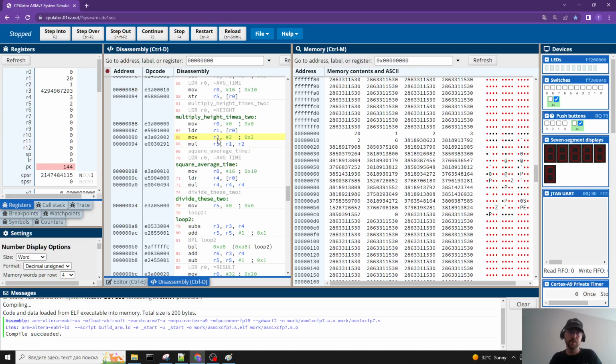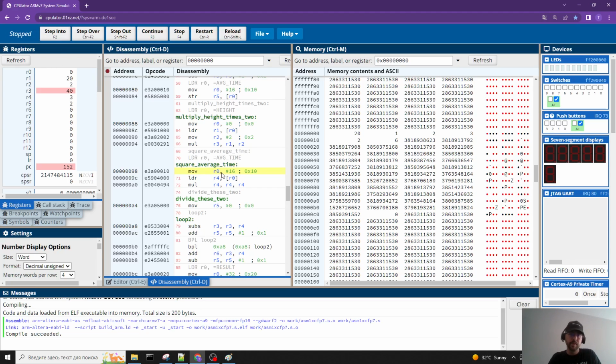Then we're going to move the number 2 into R2. Then we're going to multiply R1 times R2 and store the result in R3. So that's going to be 20 times 2. So in R3 we'll see 40. And if you remember from the whole practice thing, that's supposed to be 2 times h. That's our numerator of our fraction.